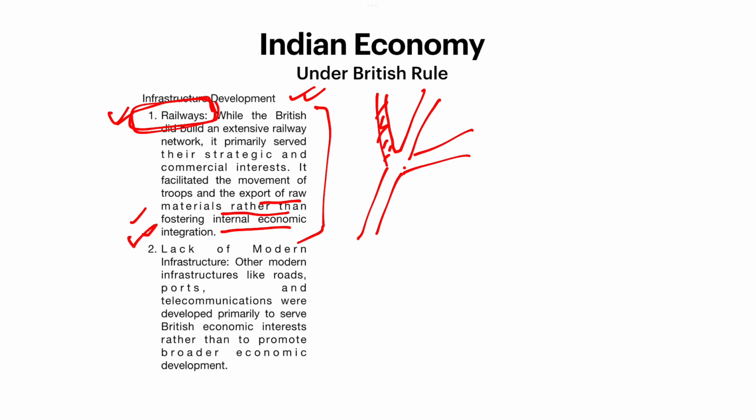All right. Now, lack of modern infrastructure. Yes, they didn't work on roads or ports or telecommunication. They were very interested when it came to the land they lived in, that is England. There they were investing a lot in telecommunication, ports and roads, but not in India, just to keep India poor and a mere market for their finished goods.